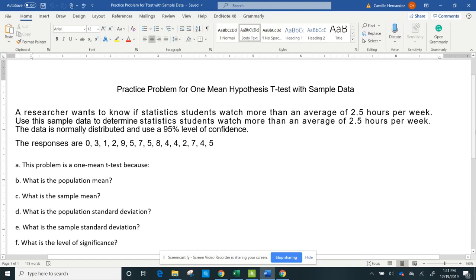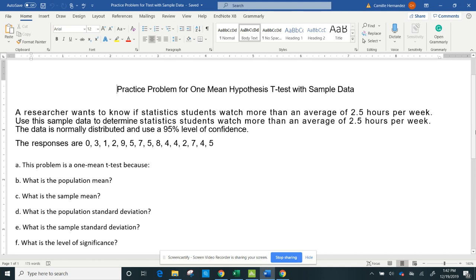So I'm going to do another practice problem for one mean hypothesis t-test, and this time I'm going to have sample data. Again, this is very different from the z-test because t-tests do not use a population standard deviation. So again, if you're not clear on z-test, I'd go back and watch those videos because once you have the understanding of that, t-test is a lot easier.